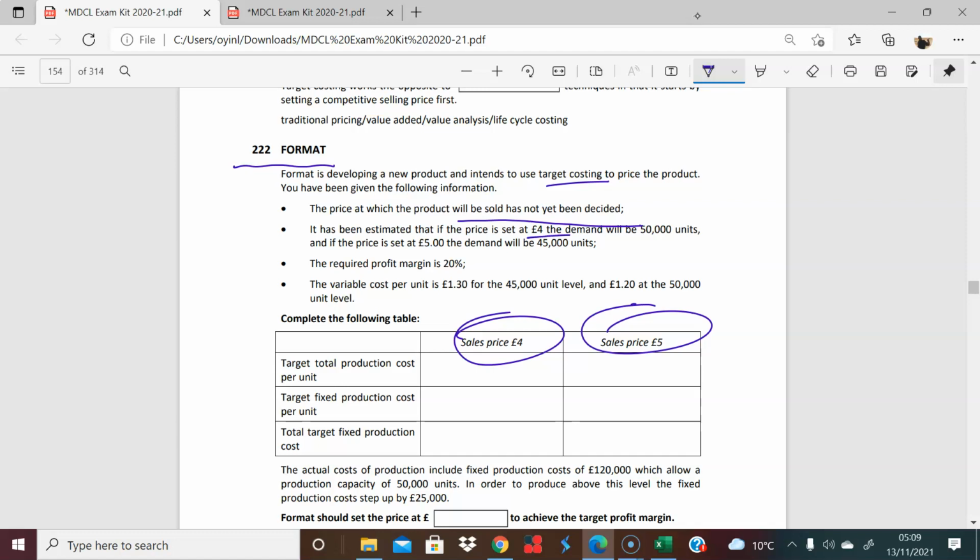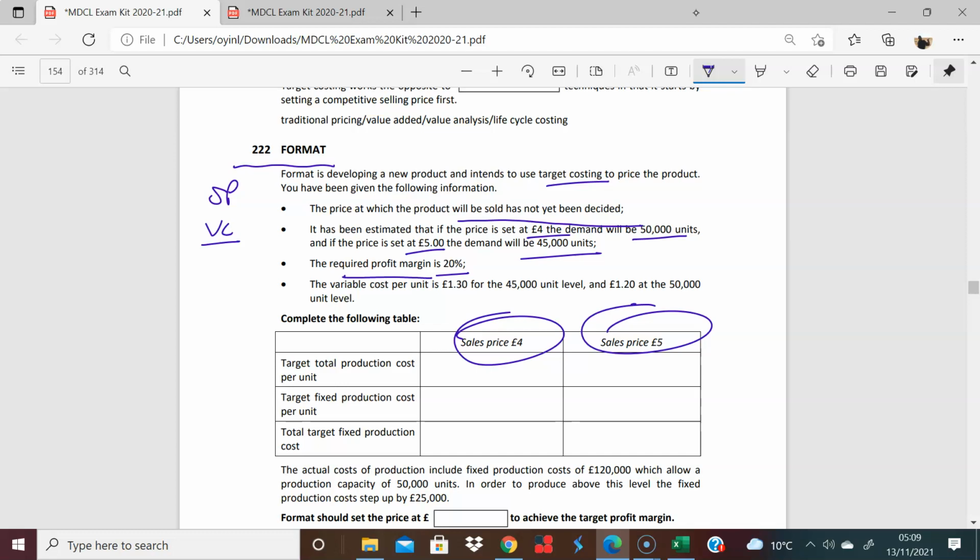If the price is at 4, the demand will be 50,000 units. And if the price is at 5, the demand will be 45,000 units. And we require a profit margin of 20%. Now remember that whatever we sell something for, we will have a variable cost. So we're going to sell these things and we'll pay off our variable costs, which gives us technically our profit. But they say they want a required profit margin of 20%.